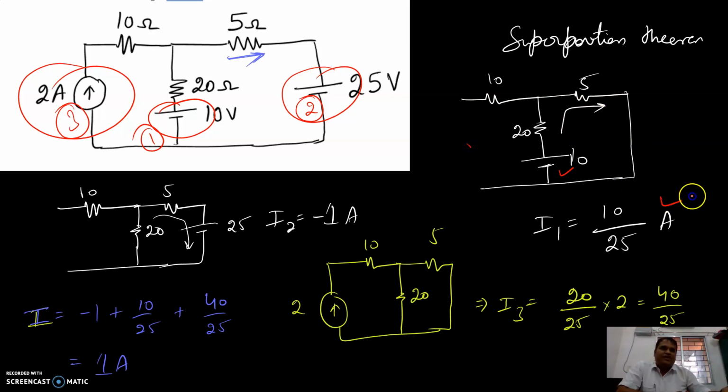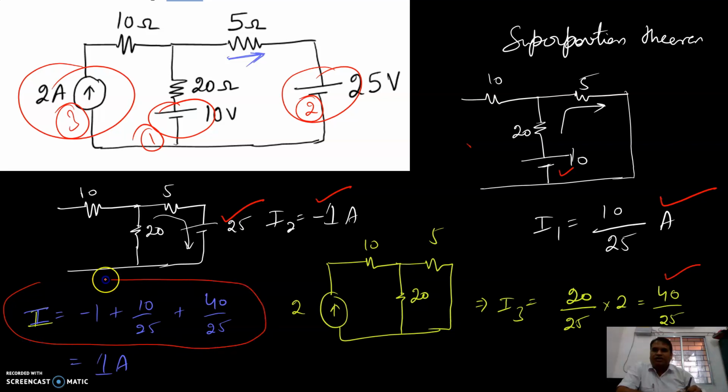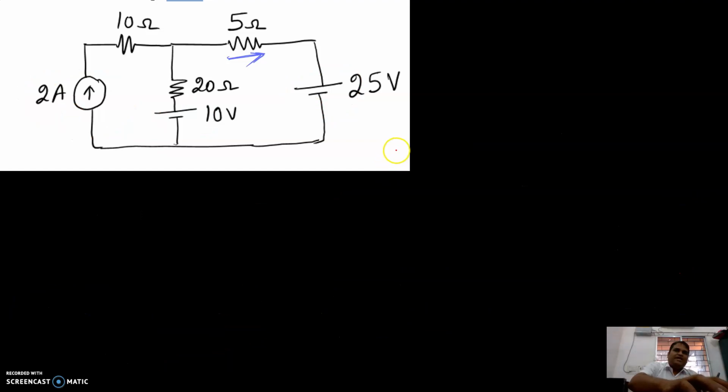You get an equation. You get the value of I1 is 10 by 25. Then you have the other source in which the 25 volt is there, but other things will be replaced by their internal resistance, and you get I2 is equal to minus 1. Then you have a current source and the other two voltage sources are short circuit. Then you get a value of I3 is equal to 40 by 25. So when you add these three, I1 plus I2 plus I3, you get the value of 1 ampere. So using the superposition theorem also, you get the same answer, 1 ampere. So like that you can evaluate all those things and you can get the answer.